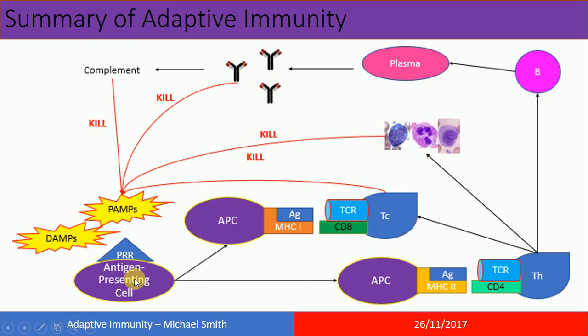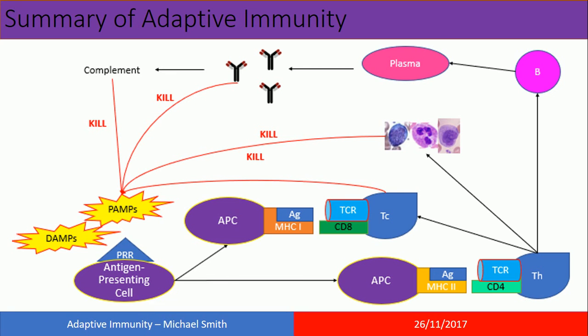If it's presented on our MHC class 2 receptor, then the T helper cell will recognize it, and when the T helper cell becomes activated, it itself will activate and recruit cytotoxic T cells. It will recruit more of our phagocytes, and it will activate and recruit B cells and cause them to be converted to our plasma cells or plasma B cells.